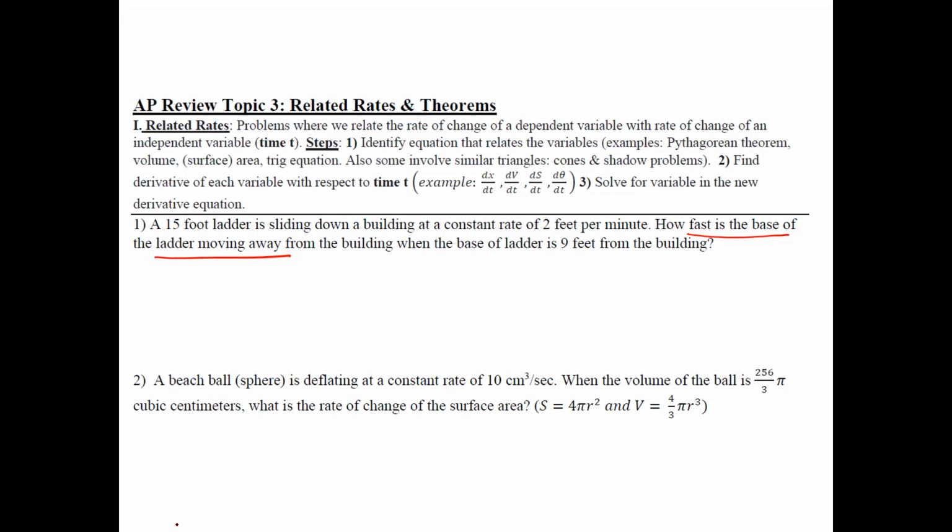Some of the important things to do: one, I recommend drawing a diagram so you can see how this is going to work. You have a ladder sliding against a building. The height on the building is designated by Y. If that ladder is sliding over, we have the X right here. And just to be consistent, let's call the hypotenuse Z.